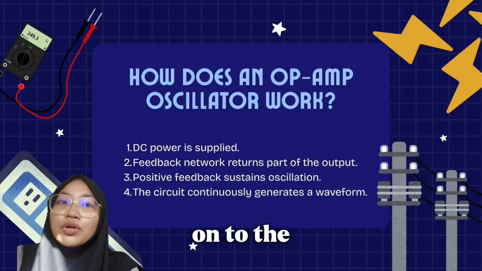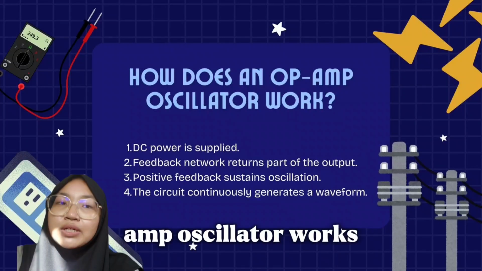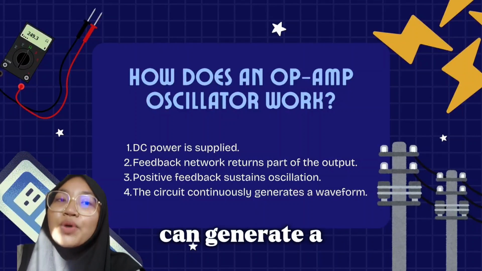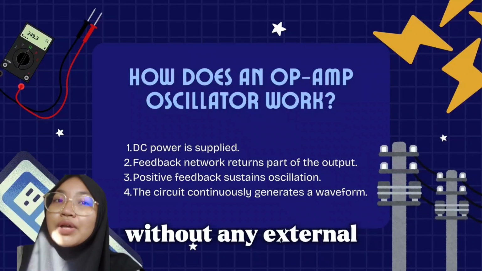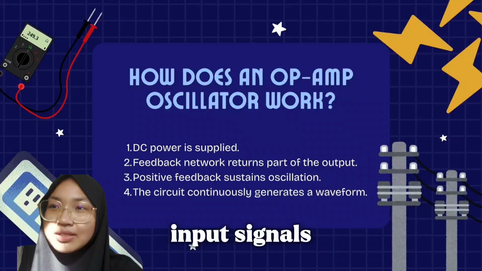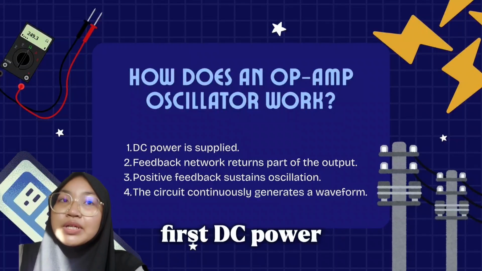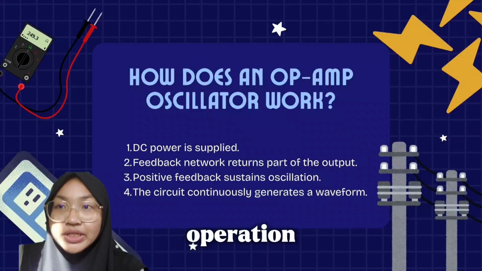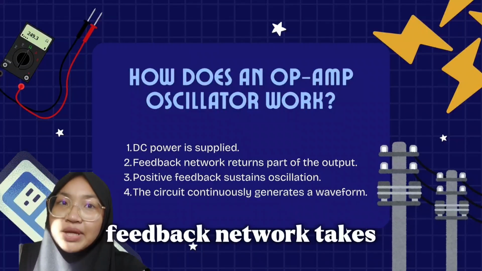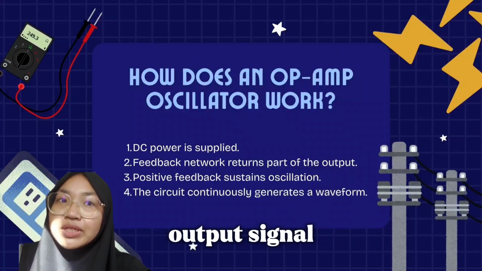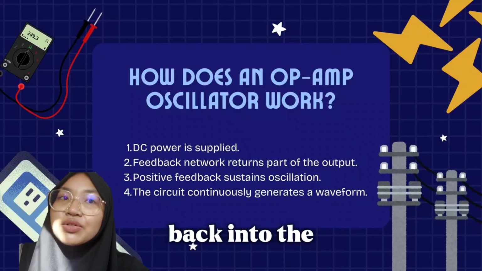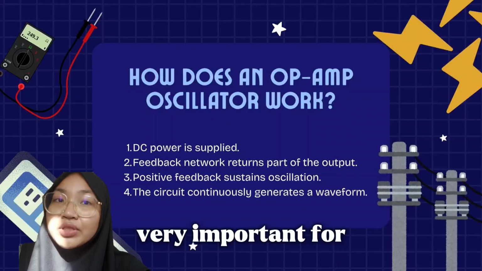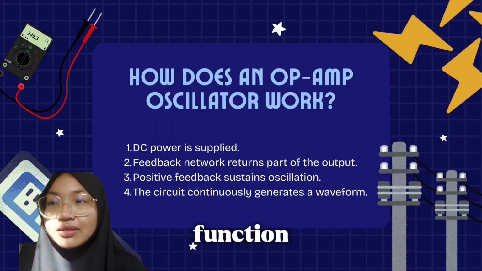Next, we move on to how an op-amp oscillator works. The main concept is that it can generate a waveform continuously without any external input signals. First, DC power is supplied to the circuit. This provides the energy needed for operation. Then, a feedback network takes part of the output signal and feeds it back into the input of the op-amp. This feedback is very important for the oscillators to function.